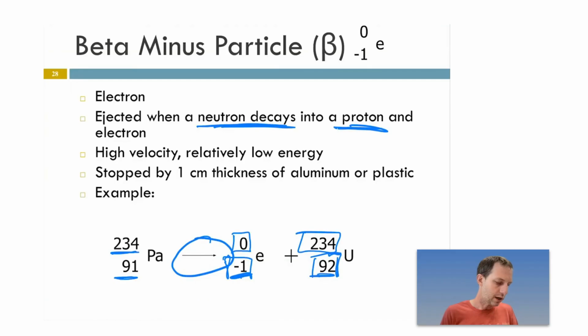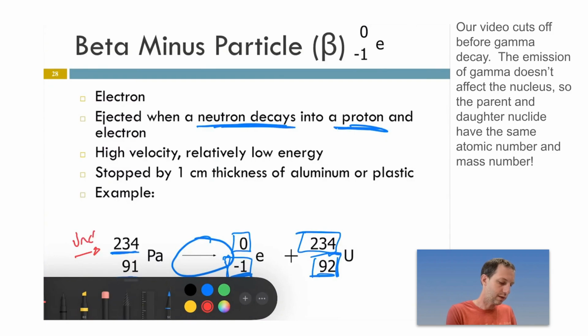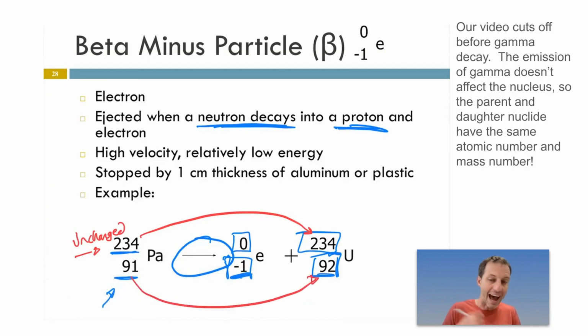Excellent. So what's going on here? Well, our parent nuclide, protactinium, is undergoing beta decay, which means that a neutron turns into a proton. So it makes sense to me that this mass number is unchanged. And we see that it's the same, right? That's because a neutron and a proton have the same mass. So what has changed? It's the number of protons. If a neutron turns into a proton, then it makes sense that we've added a proton.